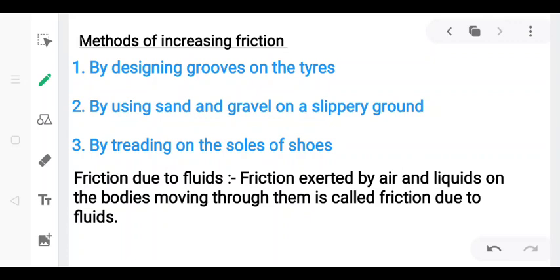Next, soles of the shoes are treated to increase friction to provide grip on the surface so that we can walk easily without falling. And last is friction due to fluids. Air and water are generally called fluids, and whenever a body moves through a fluid, the fluid offers opposition to the motion of the body, and this opposition is called fluid friction or drag.